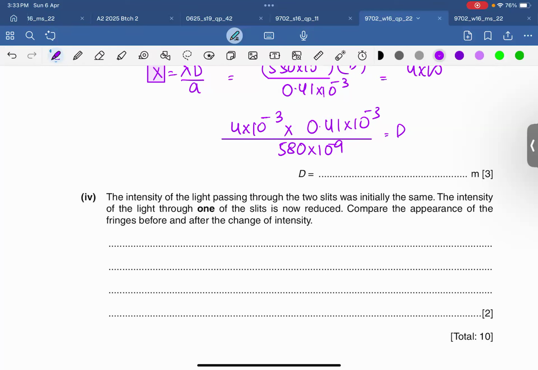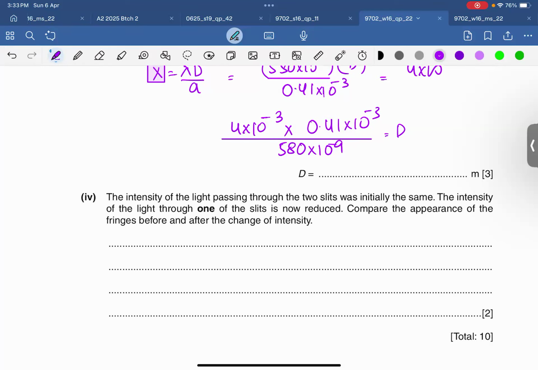Look, because the separation of the fringe depends upon these things, lambda D over a. You are not changing any of these things, so the separation remains the same. Okay, that's right. Separation remains the same. This is the first thing.